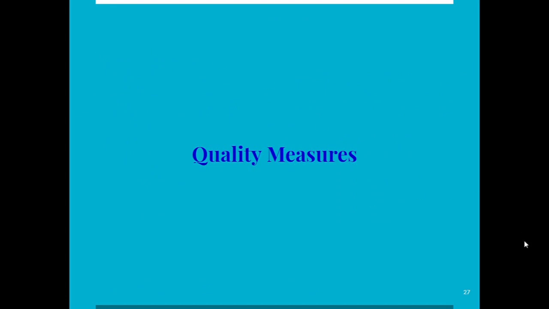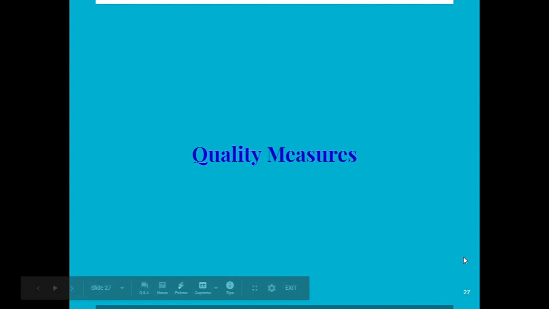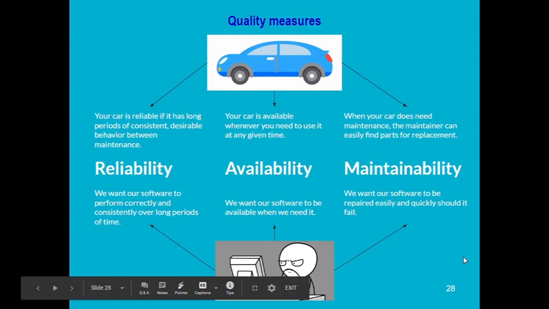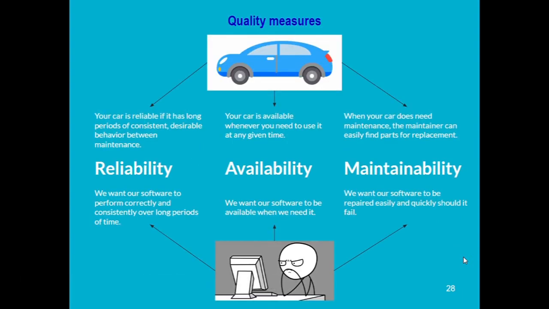Alright, I will be talking about quality measures. Three types of quality measures are reliability, availability, and maintainability.